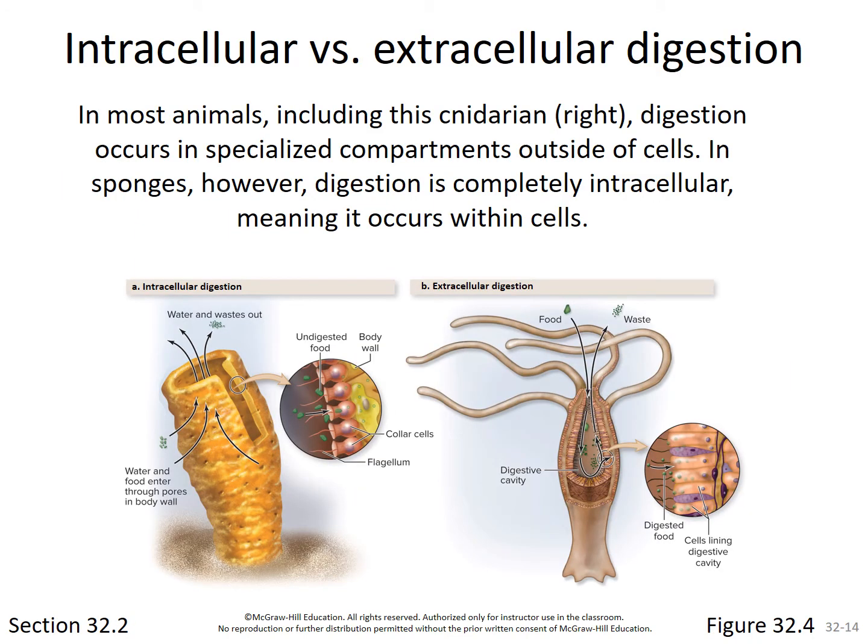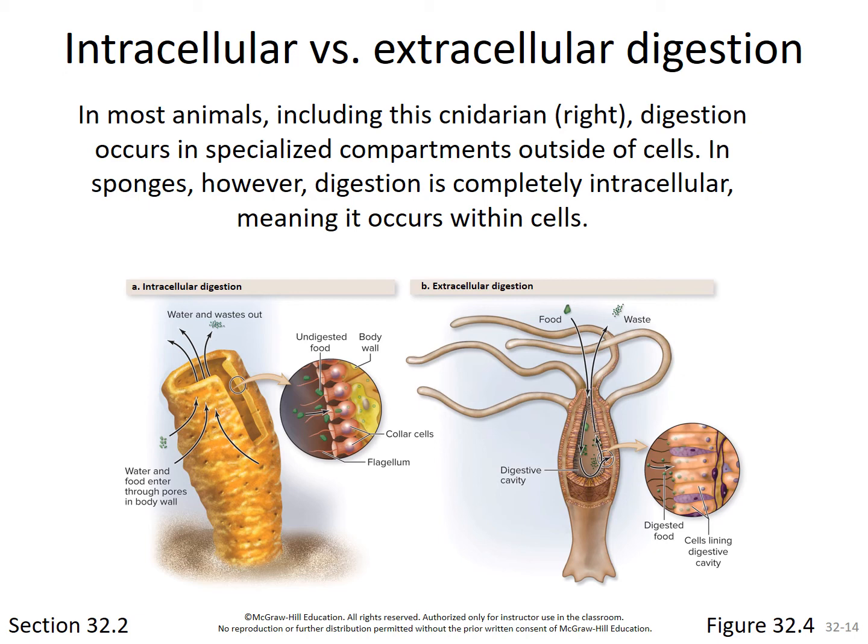Okay, so there's a major distinction that needs to be made here, and this is intracellular versus extracellular digestion. So most of what we're familiar with in terms of digestive systems involves extracellular digestion. So whether you're talking about herbivory, carnivory, detritivores, most of what you see is extracellular digestion in animals. So basically, extracellular digestion is digestion that occurs outside of cells.